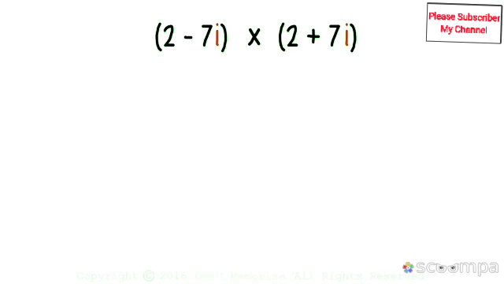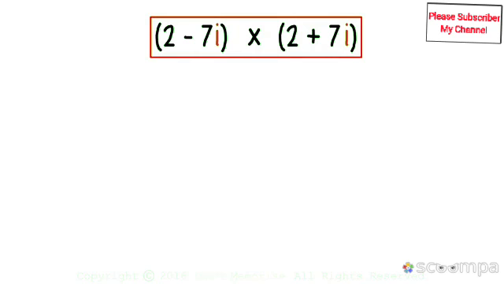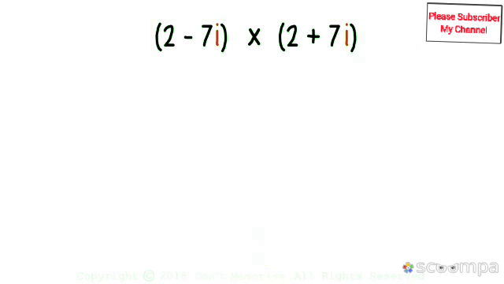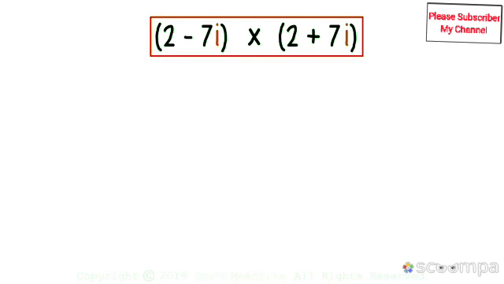We have to multiply 2 minus 7i with 2 plus 7i. Try it out. As we have practiced multiplication of complex numbers, let's solve this one quickly.